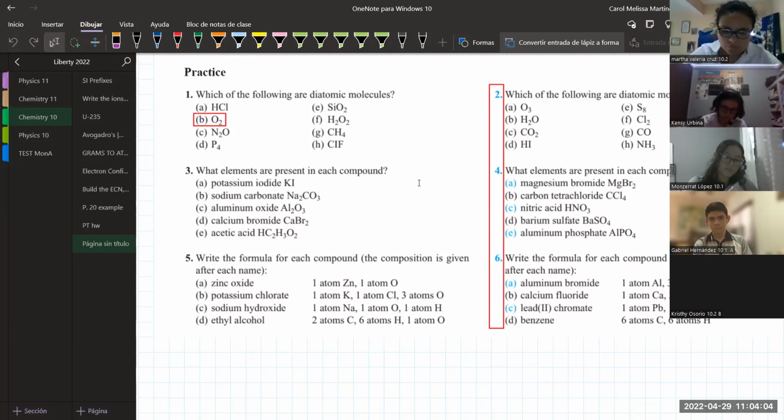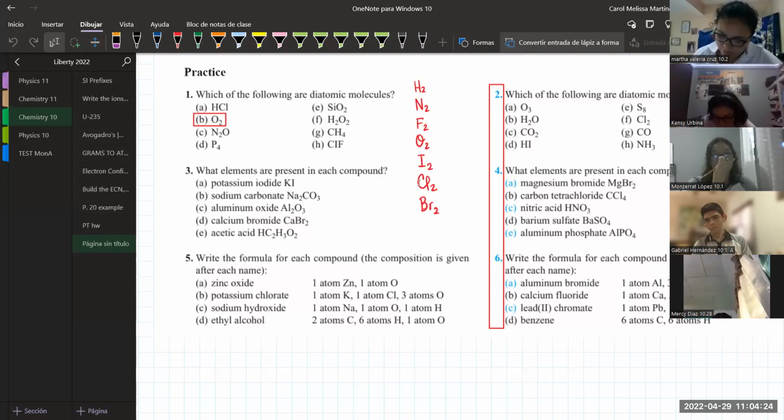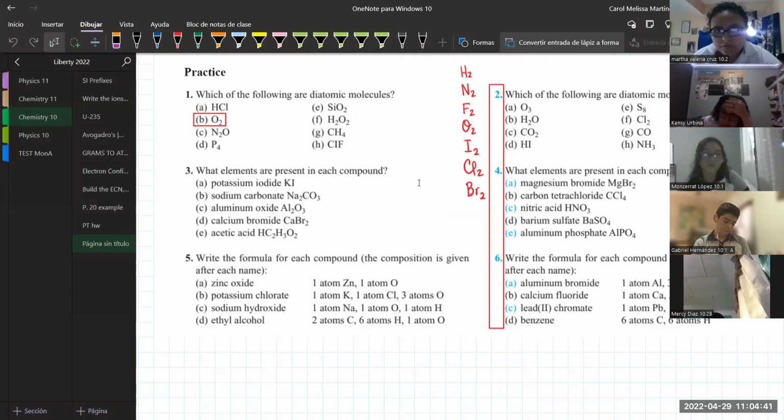Remember, the diatomic molecules are: have no fear of iced cold beer. Okay, those are the diatomic molecules. They are single elements. And the only one from the first question that is diatomic from this group is the letter B. Okay, so these are the diatomic molecules. You need to know them. I'm telling you, you need to know them.